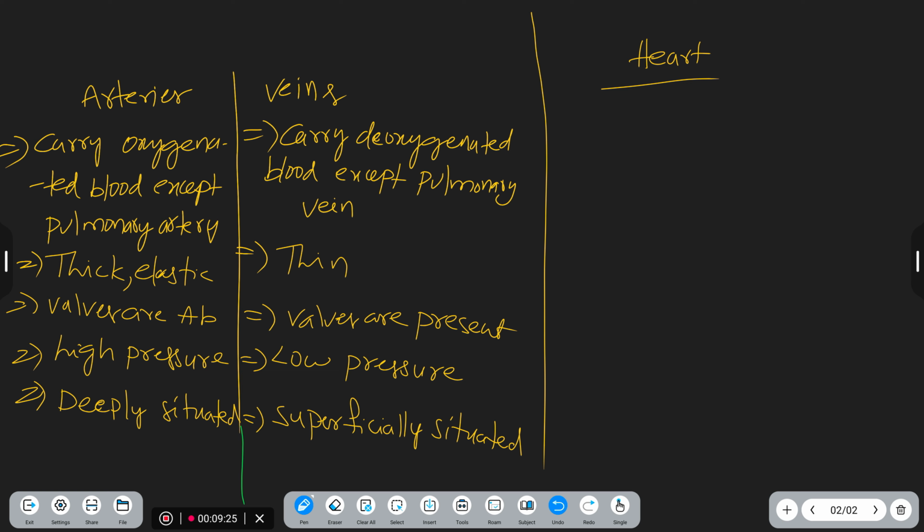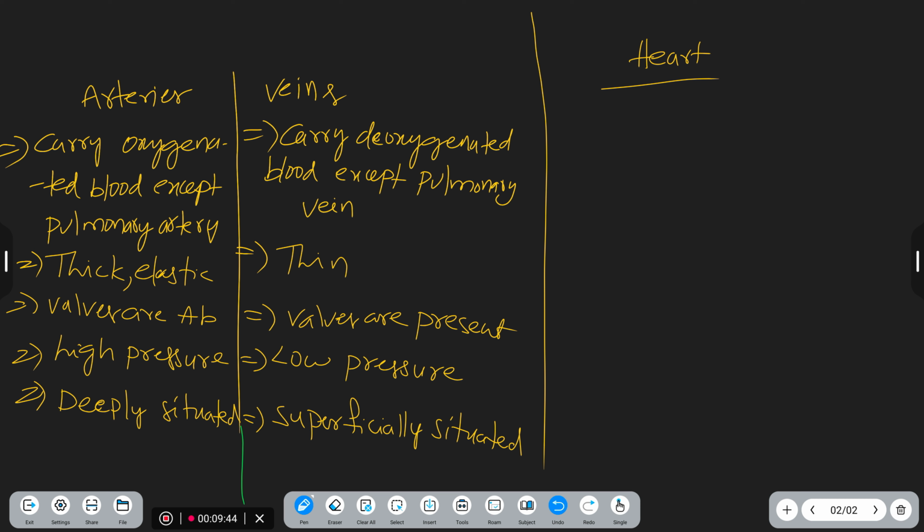The circulation, fishes have a two chambered heart, and amphibians three chambered heart, and birds and humans or mammals four chambered heart. So what is the difference over here? Why two chambered, three chambered, four chambered?